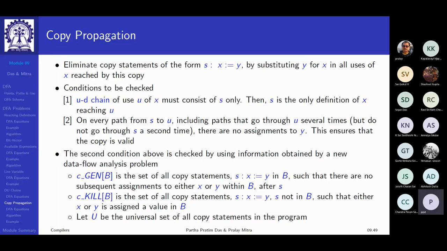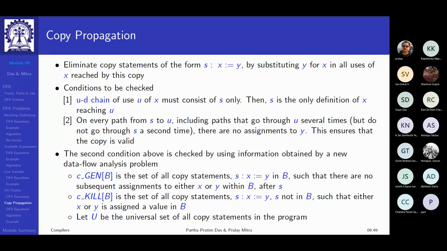So we say that the gen set is a set of all copy statements of the form X assigned Y in B, such that there is no subsequent assignment to either X or Y within B after S. Only then can you say that this copy is valid, that is, X and Y necessarily always will have the same value. Then we say that this copy statement has been generated by the basic block.